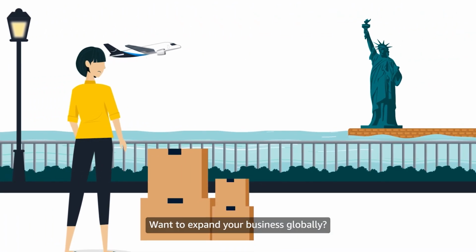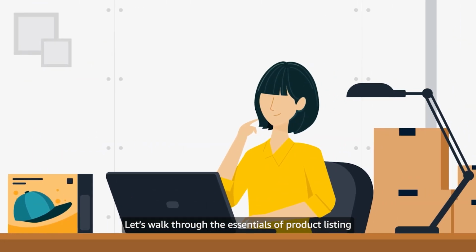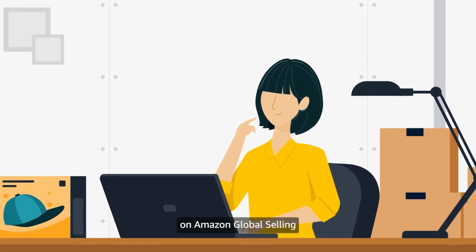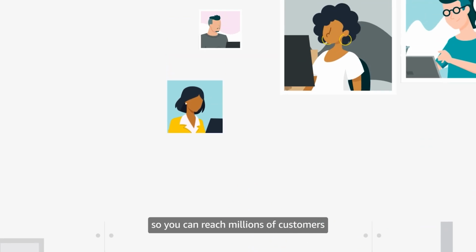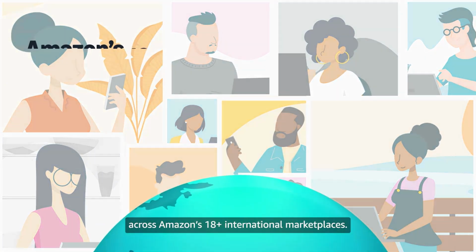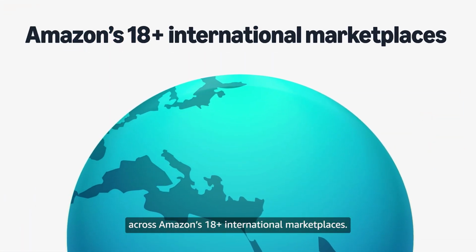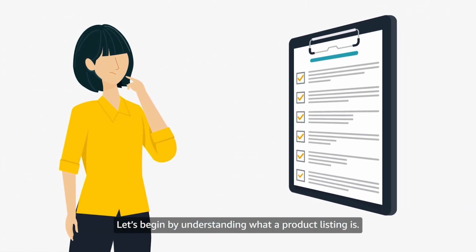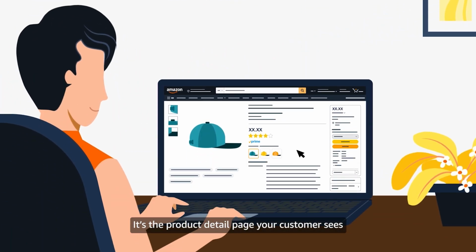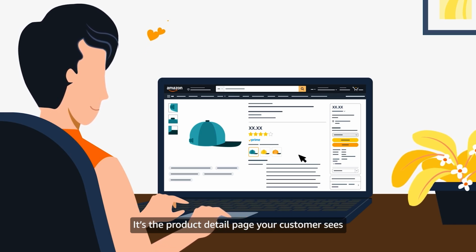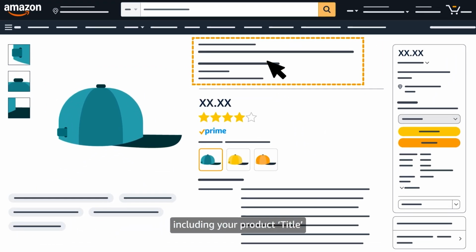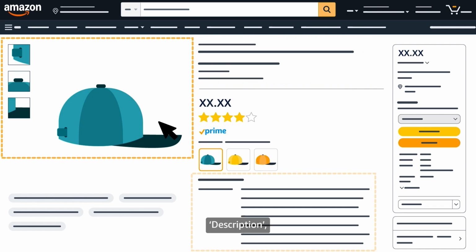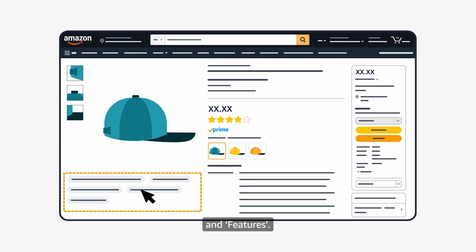Want to expand your business globally? Let's walk through the essentials of product listing on Amazon Global Selling so you can reach millions of customers across Amazon's 18+ international marketplaces. Let's begin by understanding what a product listing is. It's the product detail page your customer sees when they shop, including your product title, images, description, price, and features.